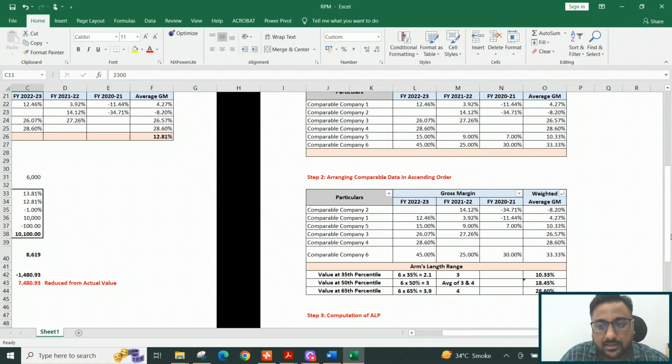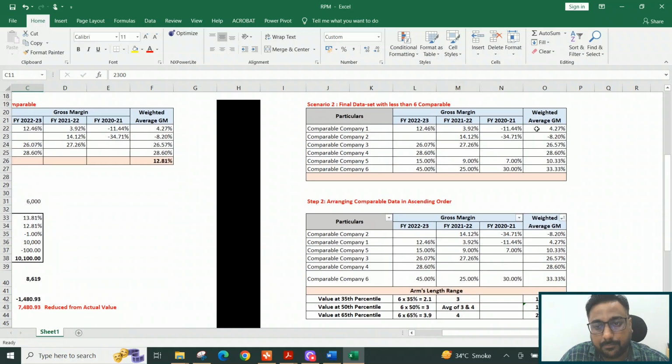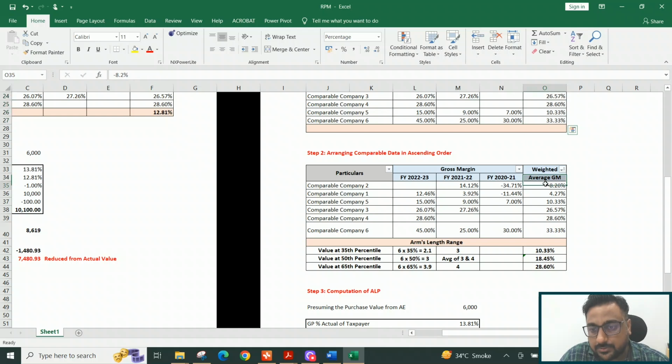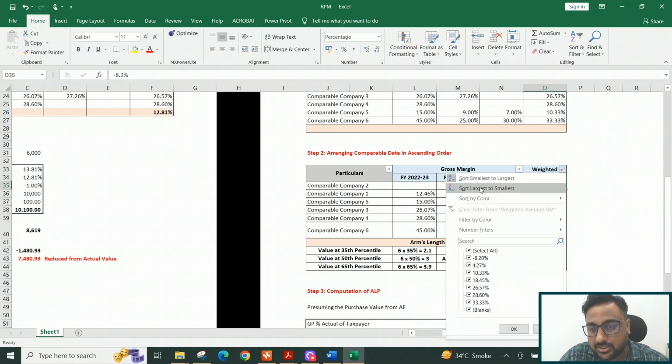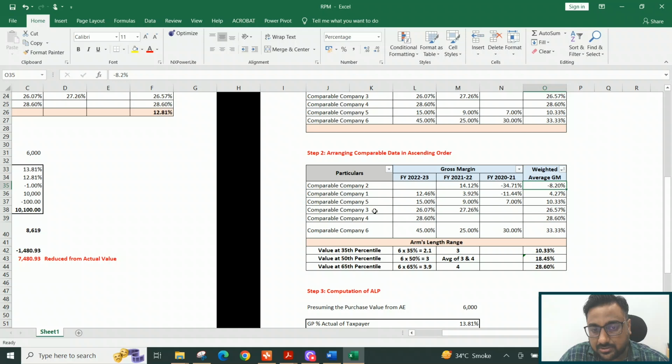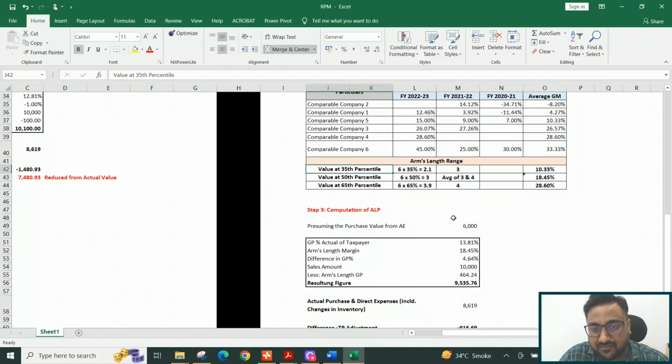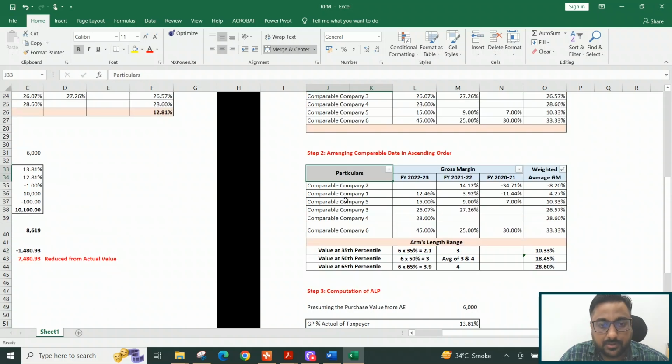Similarly, as we saw in CUP also, when there are more than 6 comparables, that is, when you have more than 6 arm's length gross margins here, then you have to arrange this entire thing in ascending order of the weighted average gross margin. So you have to change this entire order to ascending order, and appropriately the value which lies at the 35th percentile. Let me number this also. So this is the serial number, S1, 2, 3, 4, 5, 6, right?